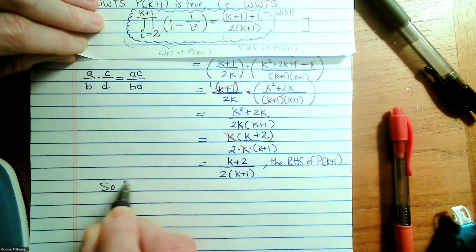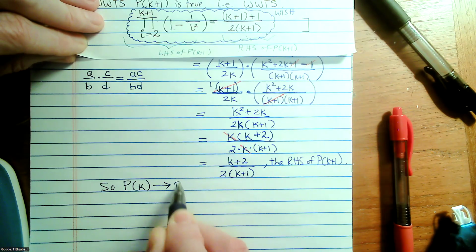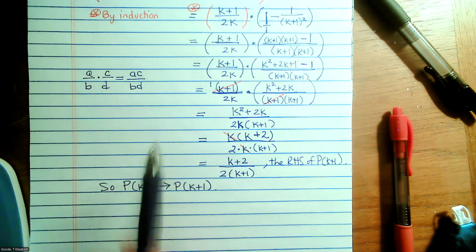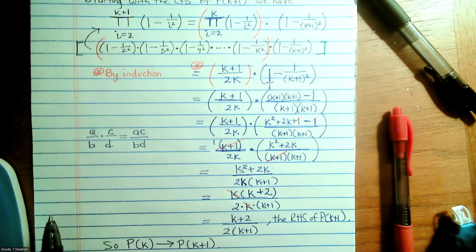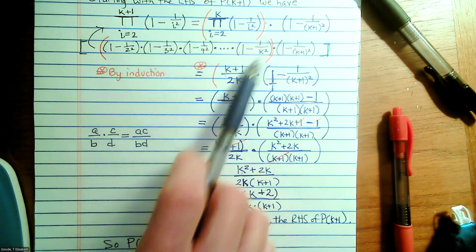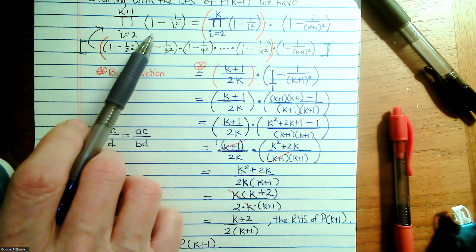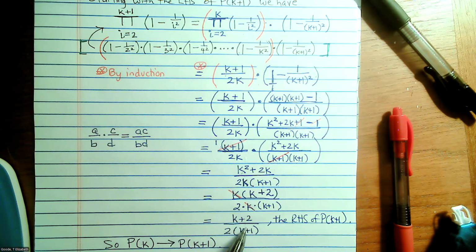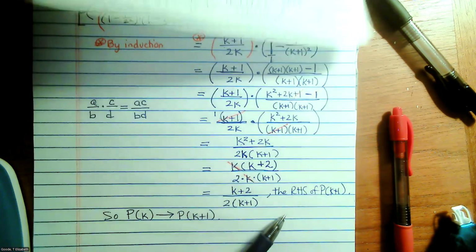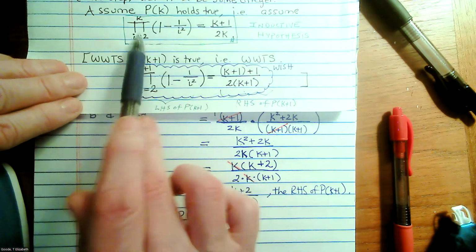So in fact, we just proved that if we assume P of k, then we can get P of k plus 1. How did we get P of k plus 1? Perfectly legally. We started with the left-hand side of P of k plus 1 and we worked on it until it looked like the right-hand side. So we proved that the left-hand side is equal to the right-hand side of P of k plus 1. We proved P of k plus 1. And all we used was algebra and our inductive hypothesis, P of k.